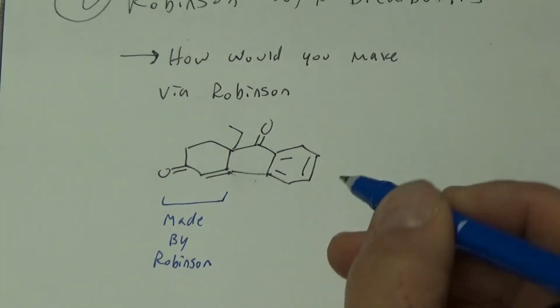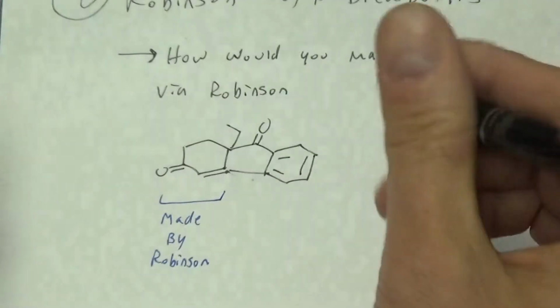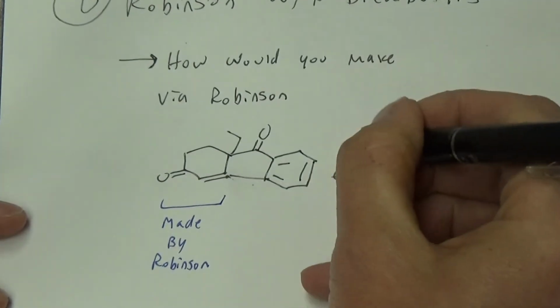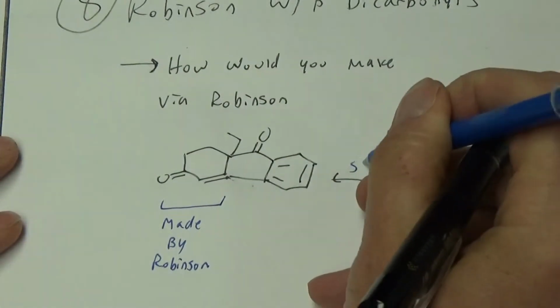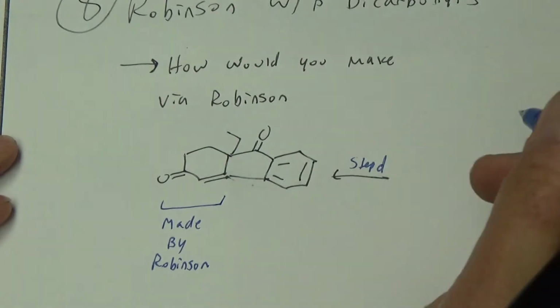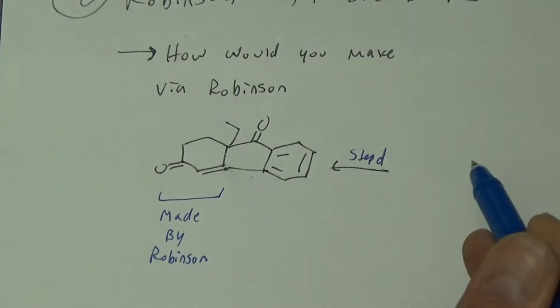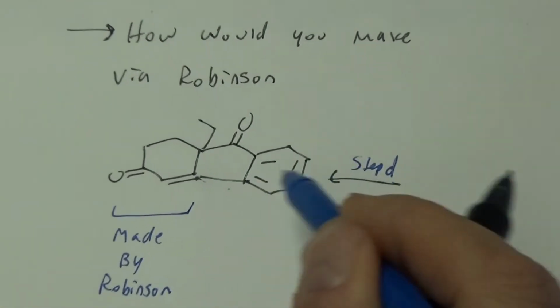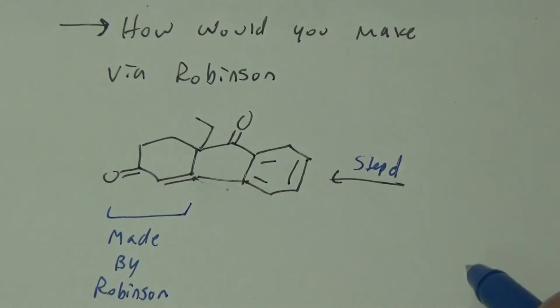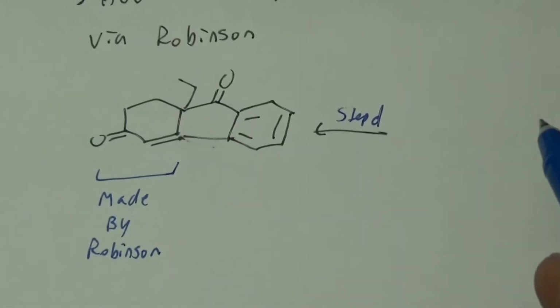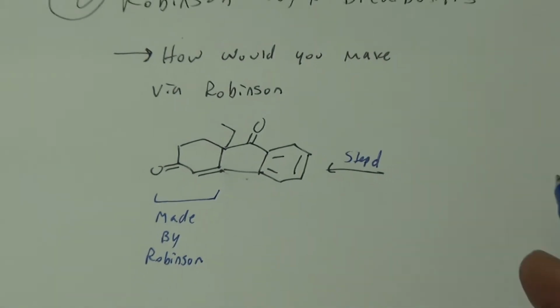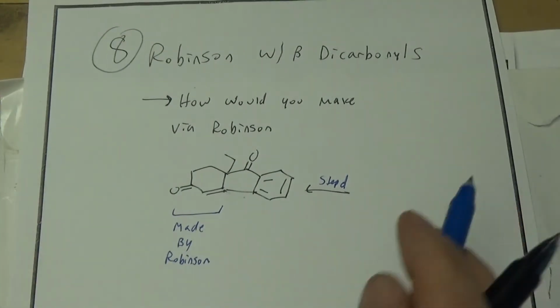Alright, so what I would do is, you could just try step D, figure out what step D is, draw the intermediate, and then step C, and then work your way back to the fundamental precursors of this synthesis. Alright?